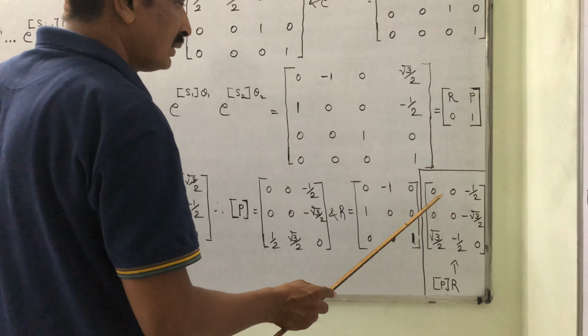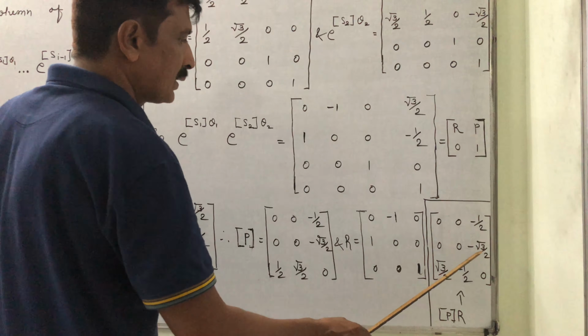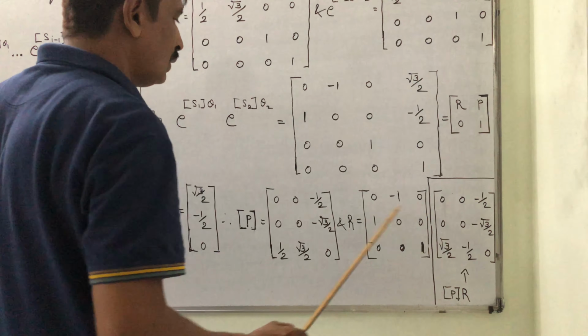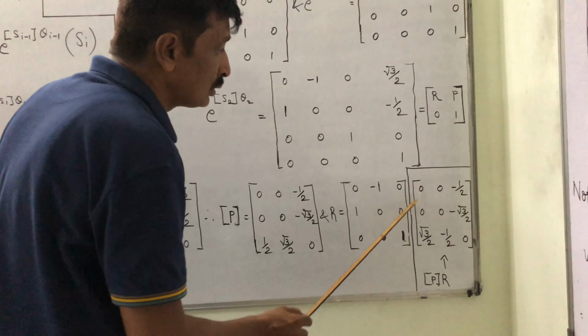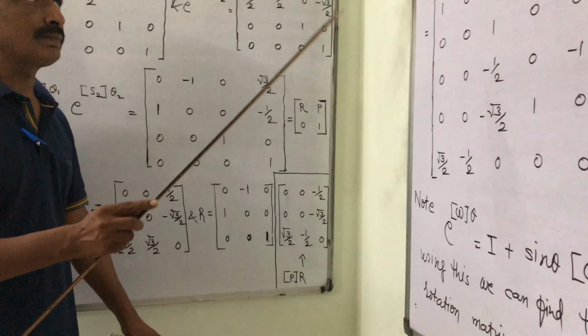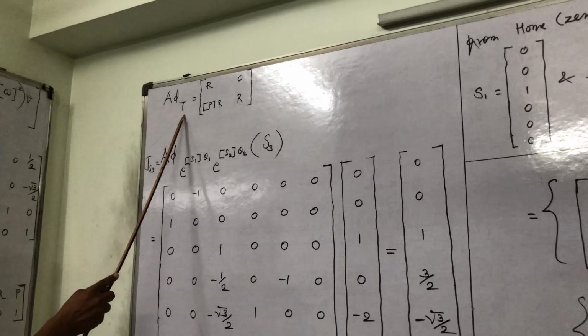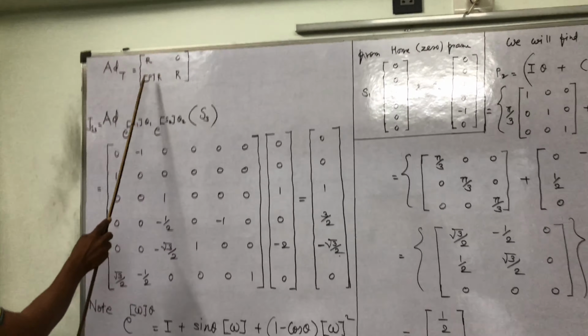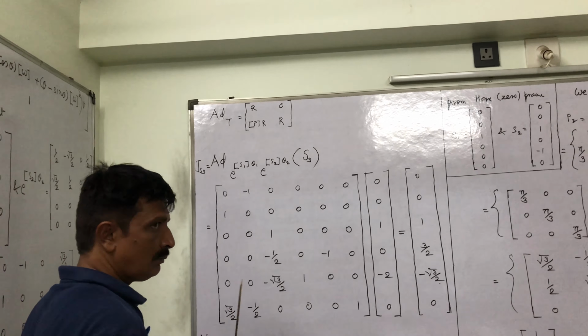The final result, that is skew symmetric P into R, is 0 0 minus half, 0 0 minus root 3 by 2, root 3 by 2 minus half 0. You can cross check or multiply yourself. This is skew symmetric PR. We require this because we know that the adjoint representation of the transform matrix is R 0, PR R. So we have obtained this.